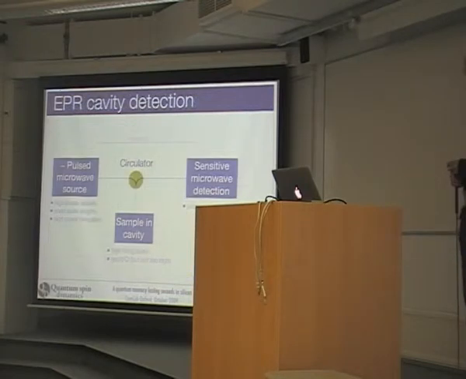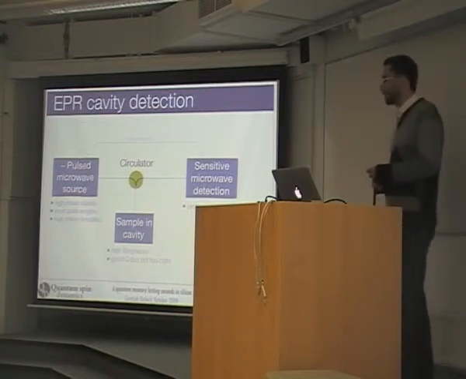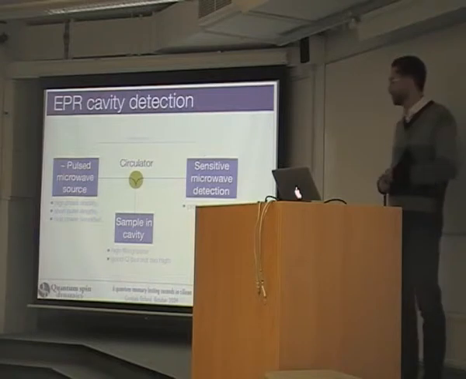So I'll just outline now a few ways in which we measure the states of electron spins, starting with the most common, which is cavity detection. It's also the least sensitive.